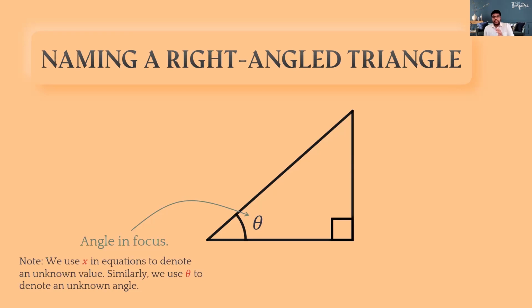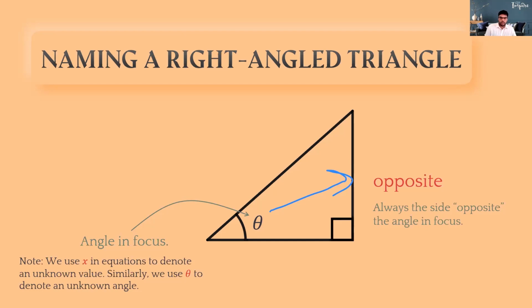Now, children, let's name the sides. If you look at this angle in focus, the side which is opposite the angle in focus. When I mean opposite, I mean on the other side. The angle in focus is here, and the opposite is the side on the other side. We always call it the side opposite the angle in focus.